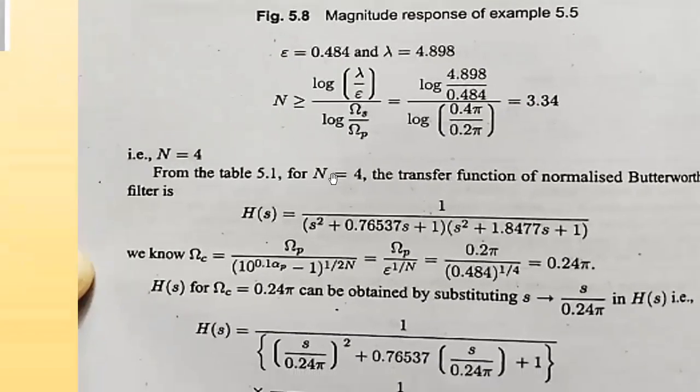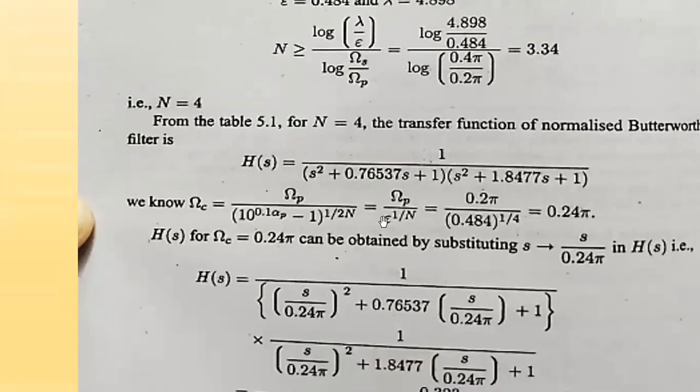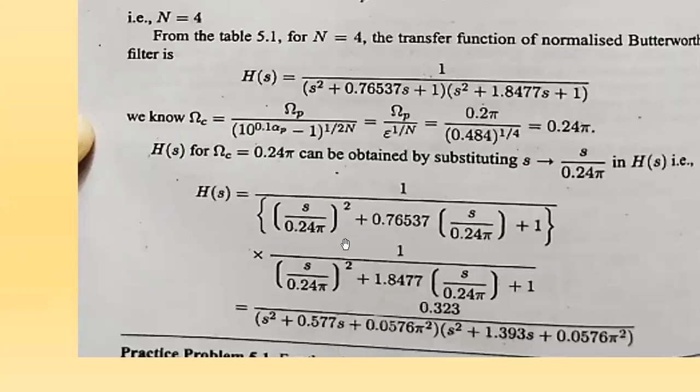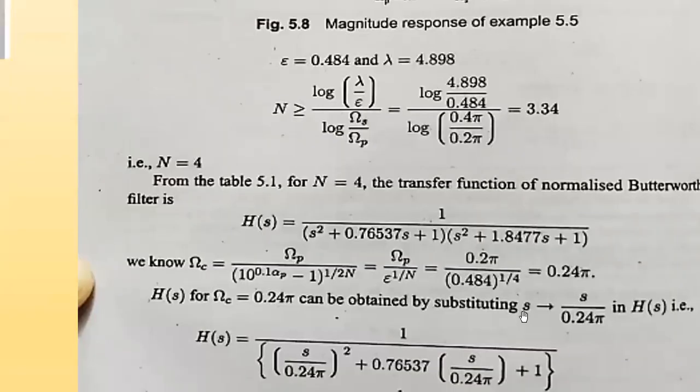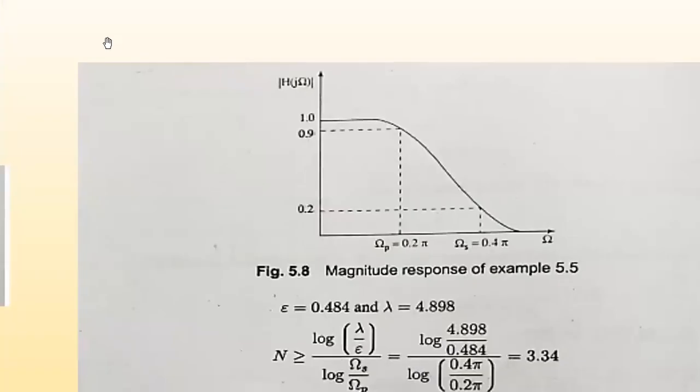When n is equal to 4, you take the values from the table. Now our intention is to find the cutoff frequency. Here the passband and stopband are given, so by using them, this is the formula to calculate the cutoff frequency. The cutoff frequency here is 0.2 pi. Substitute this value in the equation and rewrite the whole equation, and then you get this value. This is nothing but the design of the analog filter for the given specification.